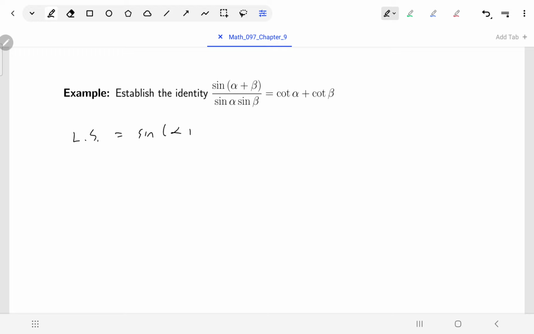Sine of alpha plus beta on the top, and sine alpha, sine beta on the bottom. So using my formula for sine, it is sine of the first angle, cosine of the second, plus cosine of the first angle, sine of the second one.